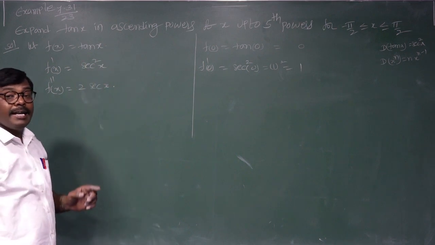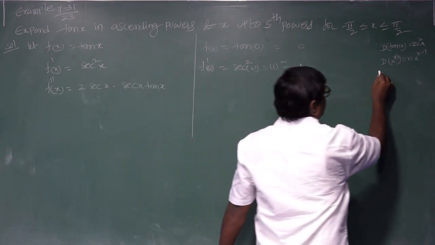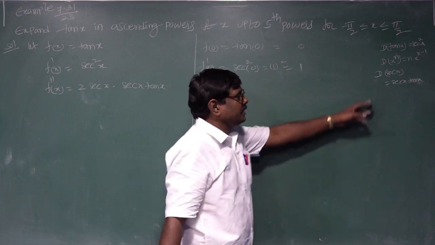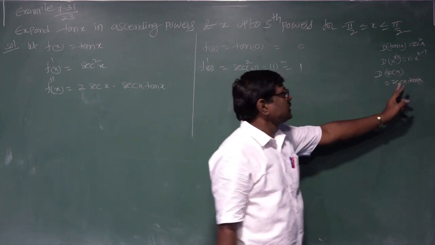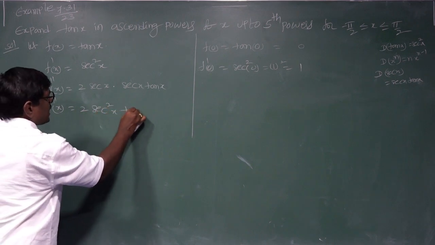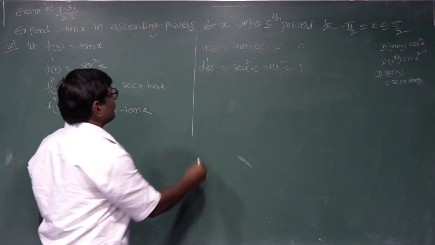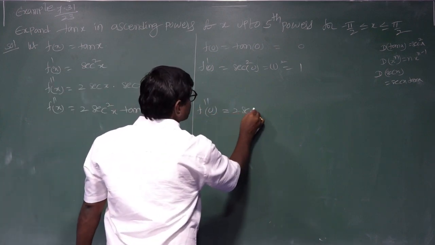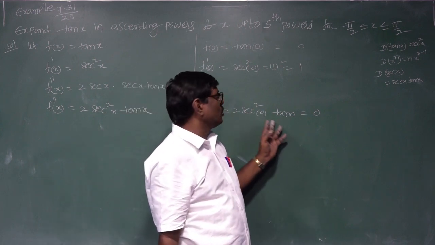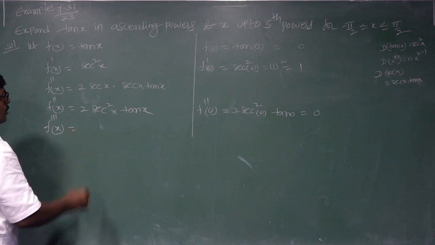And then the inner derivative: d by dx of secant x is secant x tan x. Students, the derivative of secant x formula is secant x tan x. So f double dash x equal to 2 secant square x into tan x. Next, f double dash 0 equal to 2 secant square 0 tan 0 equal to 0, since secant square 0 is 1 and tan 0 is 0.